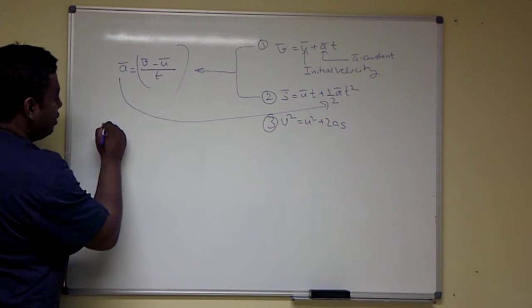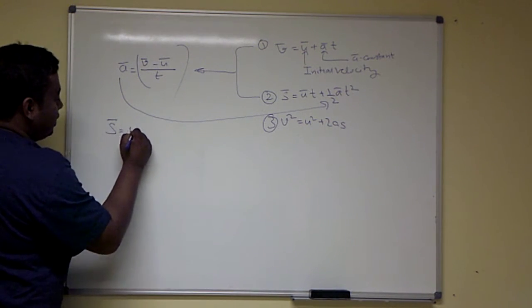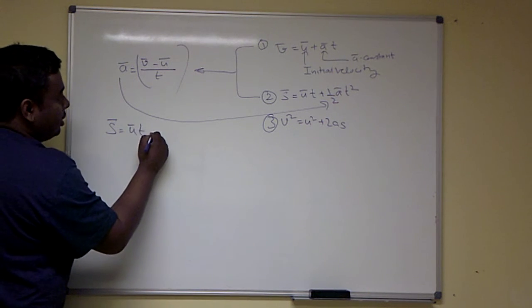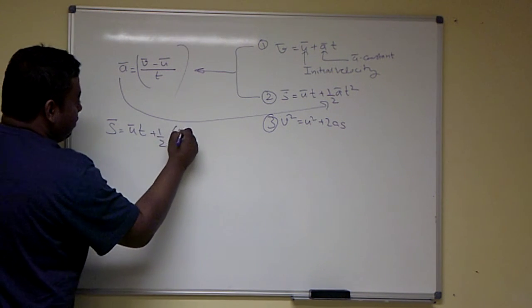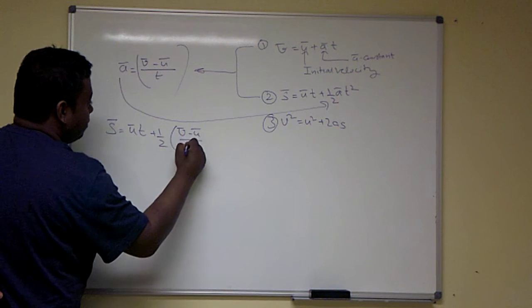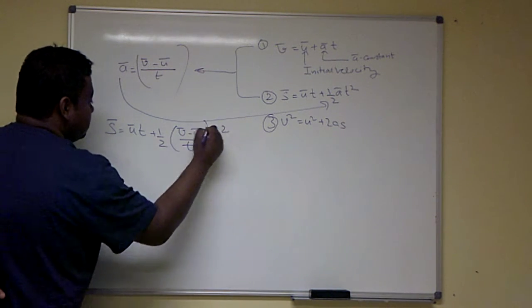So we'll get s vector equals u vector t plus half v vector minus u vector divided by t times t squared.